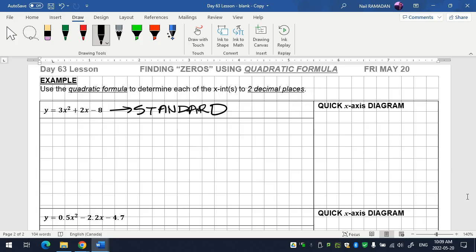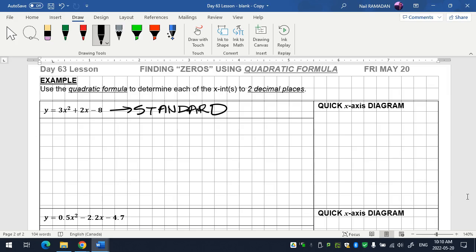What's my A? What's my B? What's my C? Today's lesson, you cannot use this unless it's in standard form. If it's in factored form, you use what I taught you in the last couple of days. If it's vertex form, I'm going to teach you how to do that next week. But today is only with which form? Good. All right.